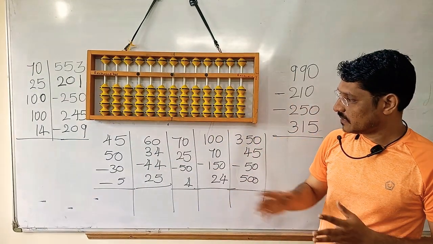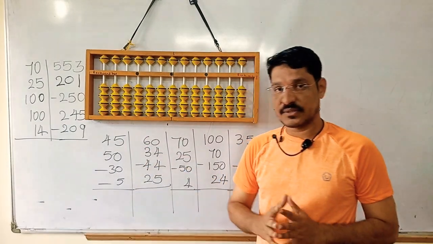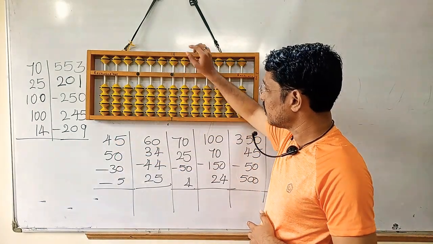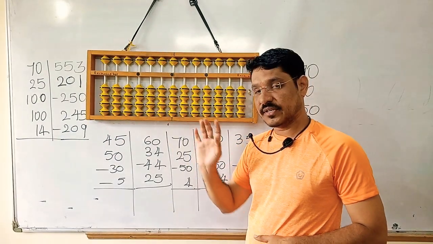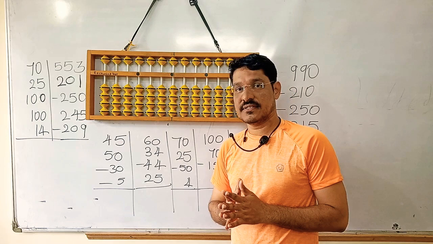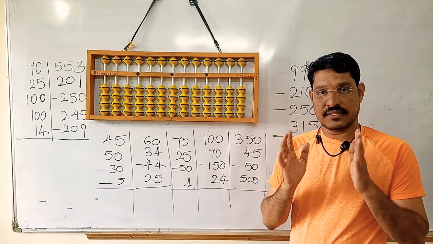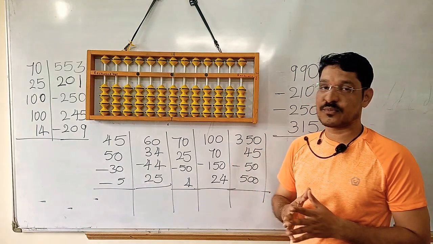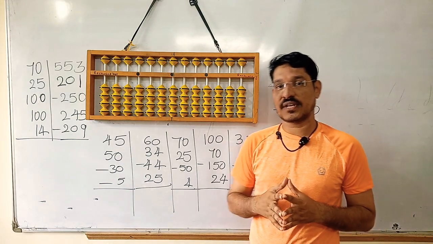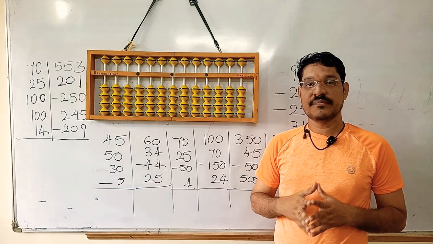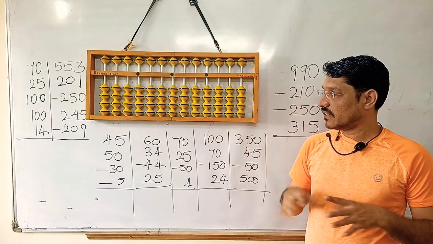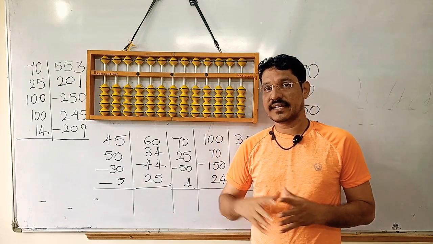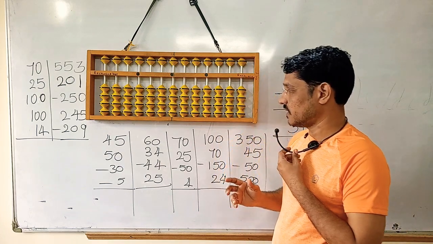So let me start today's examples. The first is 45. I am going very slowly for teaching purposes, but practice at home regularly so that you become fast, because time is most important here. If you take a lot of time, there is no use for the Abacus. My main intention is that without the tools, in a very short time, you calculate accurately and fast.